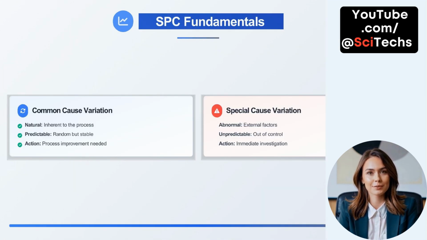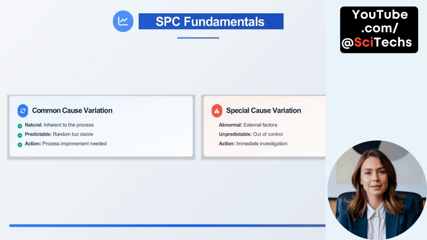SPC fundamentals. Understanding the two main types of process variation, common cause and special cause, is foundational to statistical process control. Common cause variation is natural and inherent to the process. It represents the baseline noise in any stable system. Although these variations are random, they are also predictable over time, allowing us to analyze performance within expected bounds. However, if performance improvement is the goal, then action must focus on redesigning or refining the process itself.